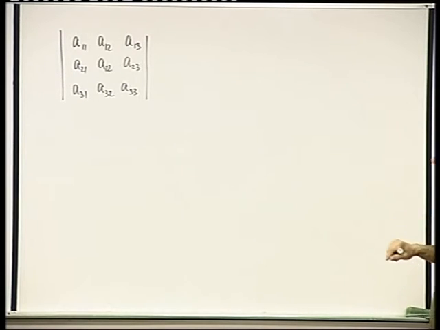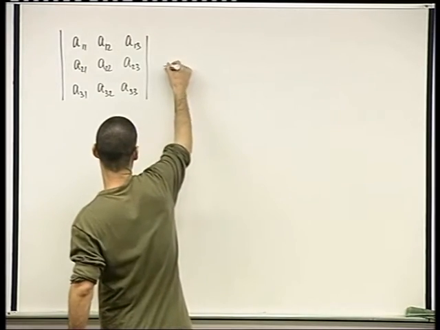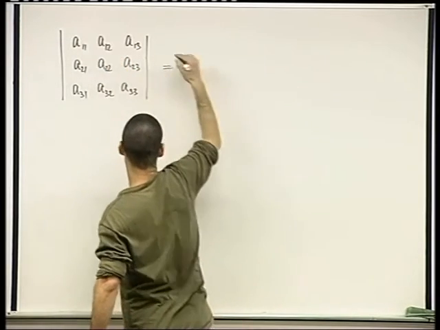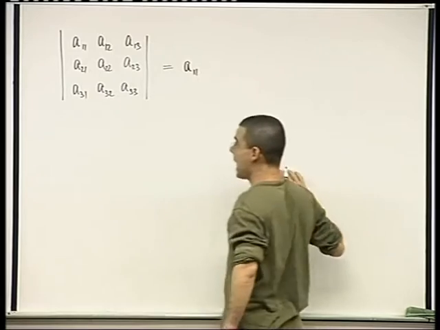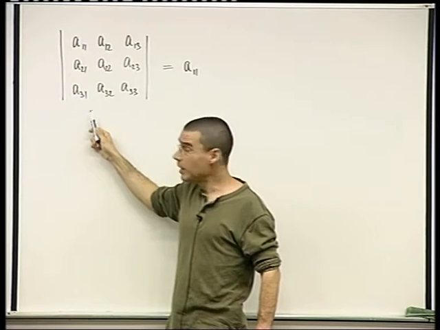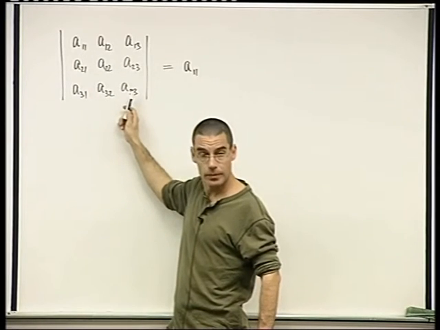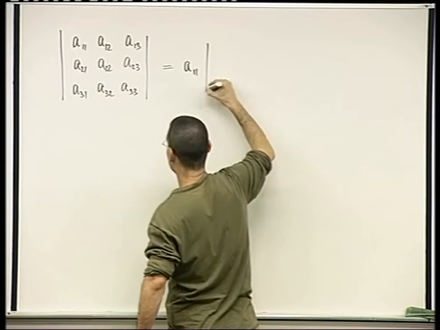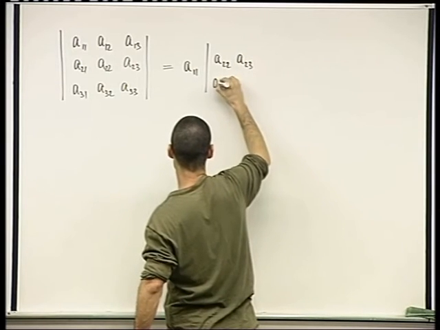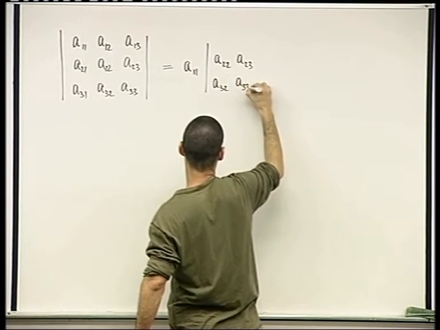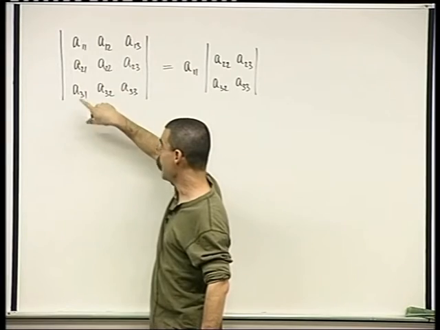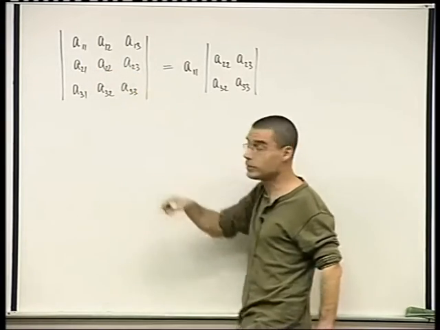So what is this determinant? Here is how it's defined. I take the first entry here, A11, cross out its row and its column. I'm left with a 2 by 2 matrix. And I take the determinant of that: A11 times the determinant of A22, A23, A32, A33. So I took A11, crossed out its row and its column, and multiplied it by the determinant of the 2 by 2 matrix that's left.